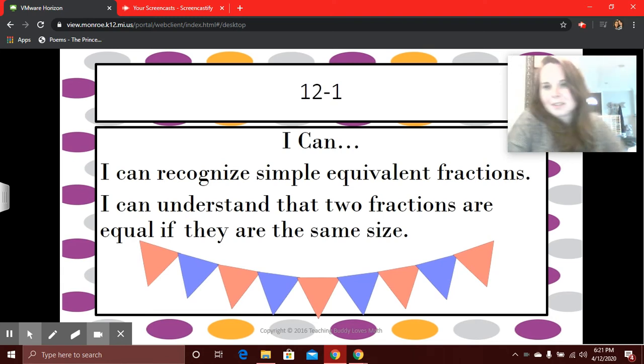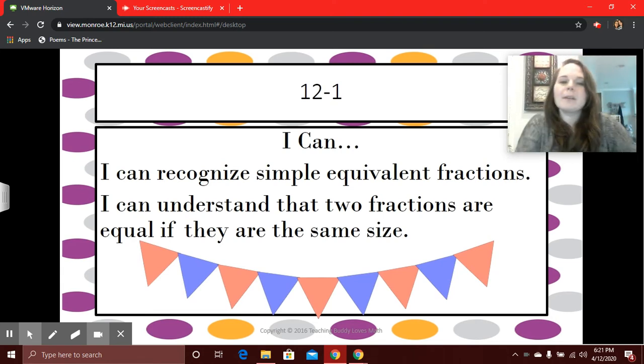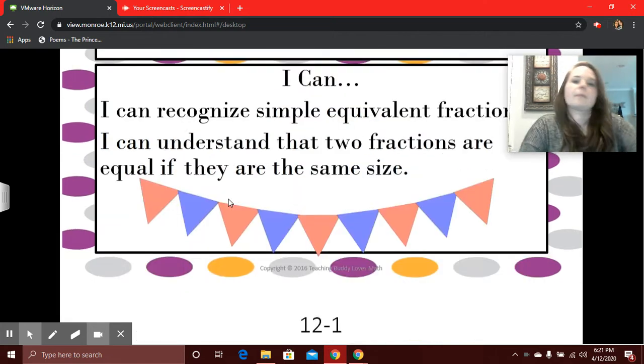Hi there, I'm Ms. Kacharsky, and today you're going to be learning about equivalent fractions with me. So by the end of this, you should be able to recognize simple equivalent fractions, and you should be able to understand that two fractions are equal if they are the same size.